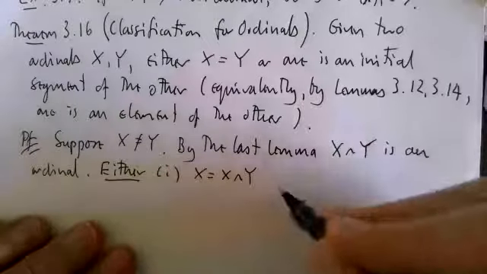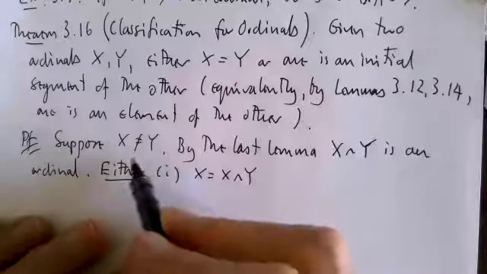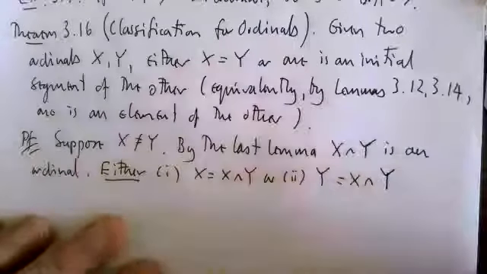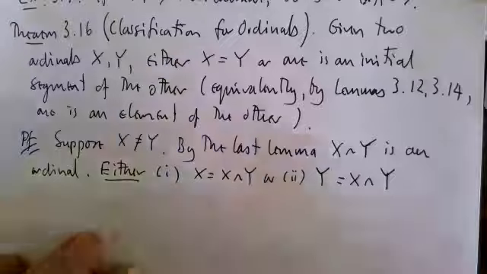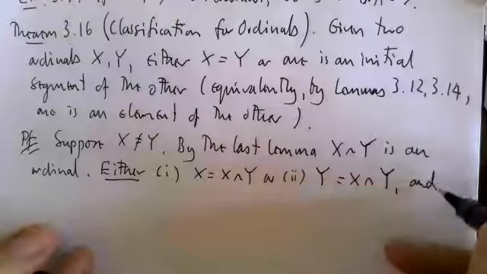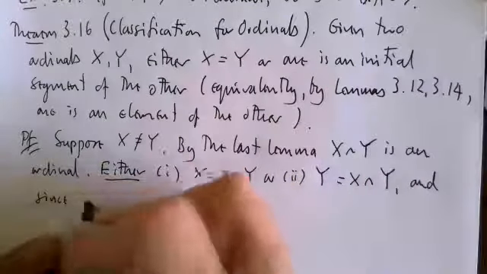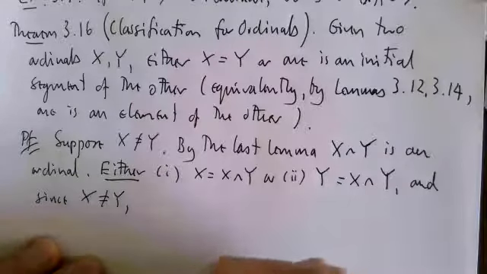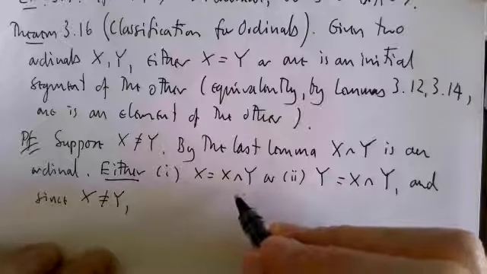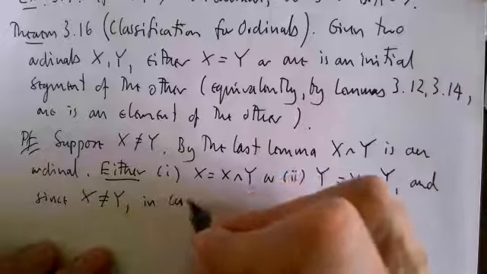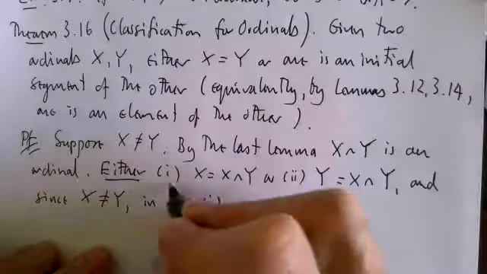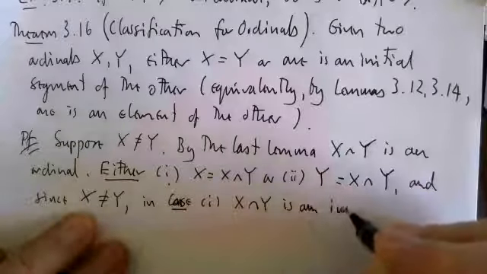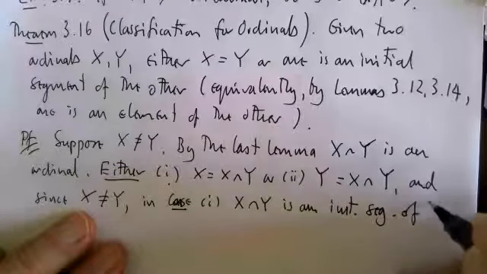So either X is a subset of Y, and a proper subset because they're different here, or two, Y is a proper subset of X here. Since X is different from Y, in case one, this is saying then that this must then be an initial segment of Y. Sorry, this says case one. Case one here. X intersect Y is an initial segment of Y.